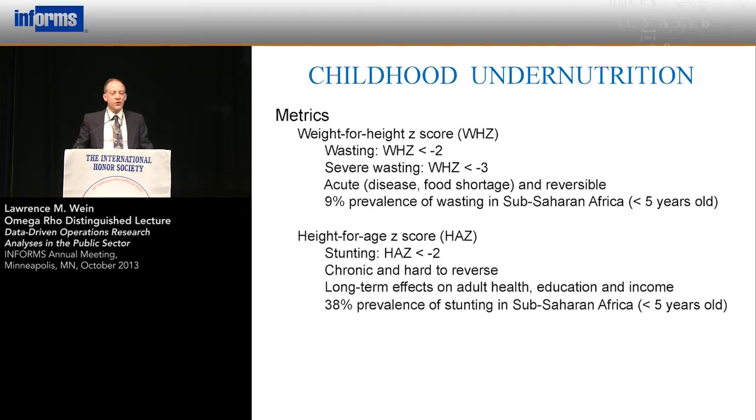They also measure essentially how short you are, height for age. If you're more than 2 standard deviations short, it's called stunting. Unlike wasting, stunting is thought to be due to chronic, longer term, not as severe, undernutrition. It's also thought to be much harder to reverse. And 38% of children in sub-Saharan Africa are stunted.